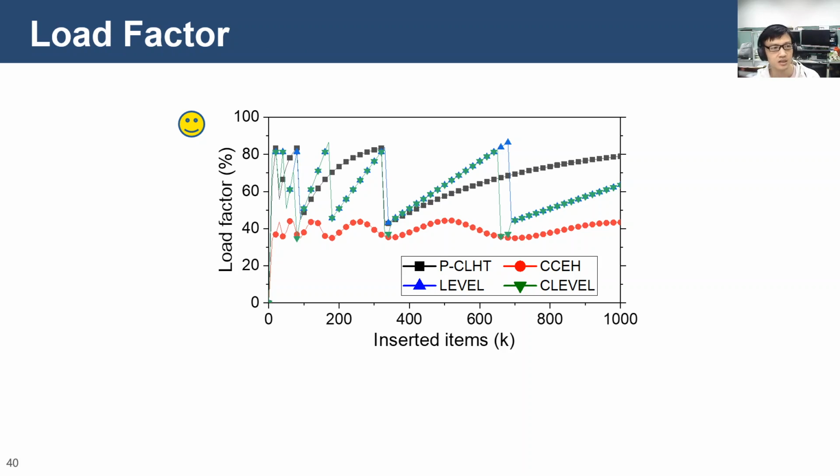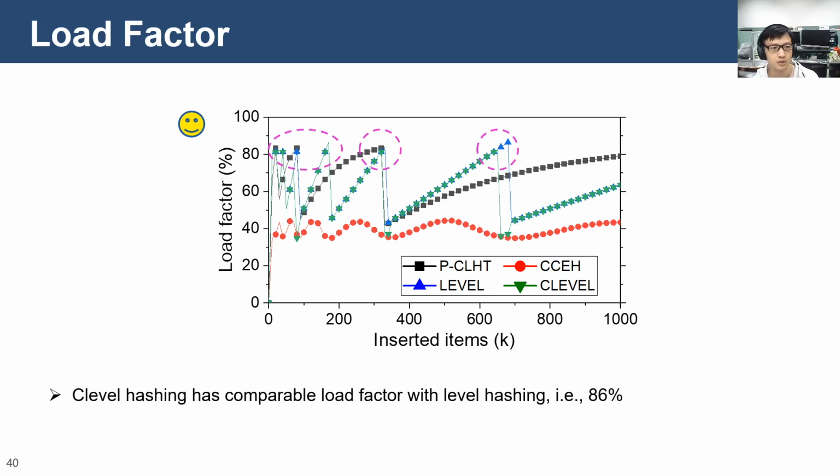For load factor, the maximal load factor of clevel hashing is comparable to the original level hashing, that is 86%. Compared with level hashing, clevel hashing does not move items in the same level, which decreases the load factor. However, clevel hashing increases the number of slots to 8, which enables high memory efficiency.